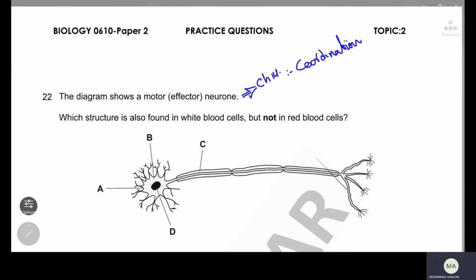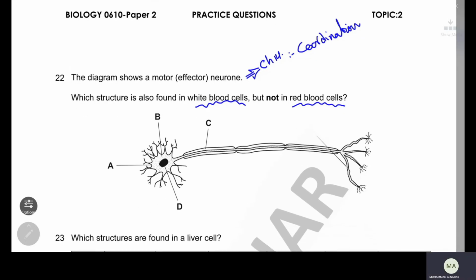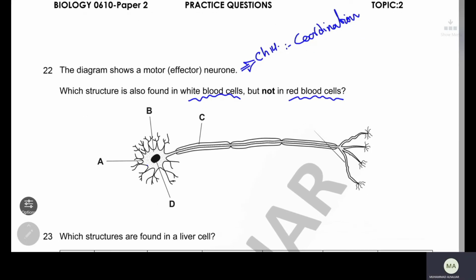But we can solve this question even. Which structure is found in white blood cells, but not in red blood cells? Okay, it is very easy. If I look in here, this is the A. If you label, you will answer the question as we said before. A is cell membrane. Yes, this is the cell membrane. Okay, B is cytoplasm. It's found in both.